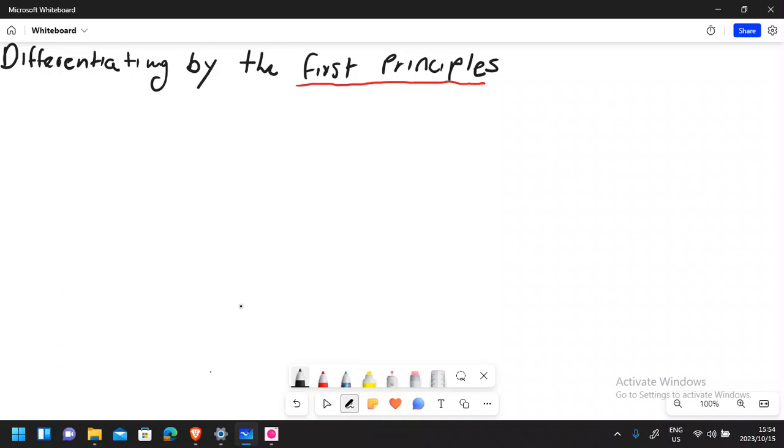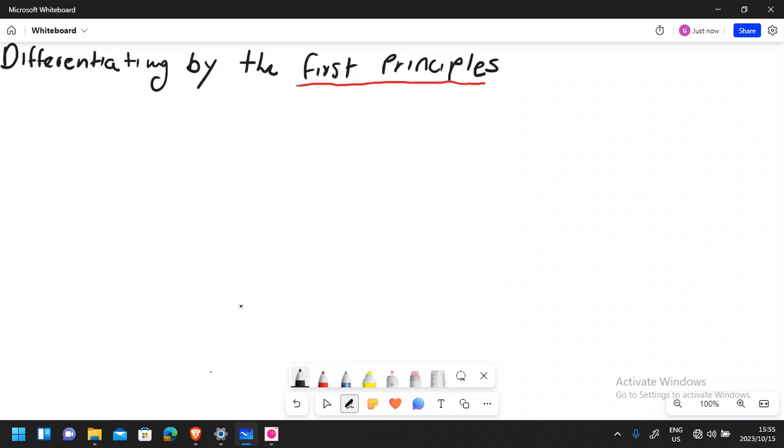All right, now here, before we start differentiating by the first principle, I need to give you some definitions. The first definition that I would like you guys to know is derivative. A derivative is basically the gradient of the curve at any point, or the gradient of the tangent to the curve at any point. So basically the word derivative just means gradient, right?